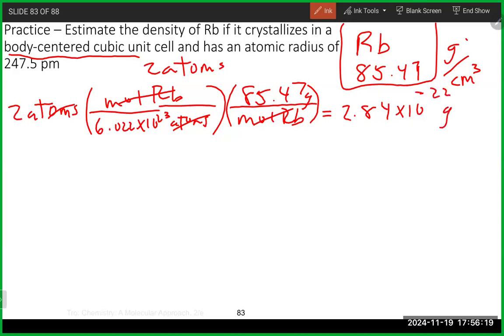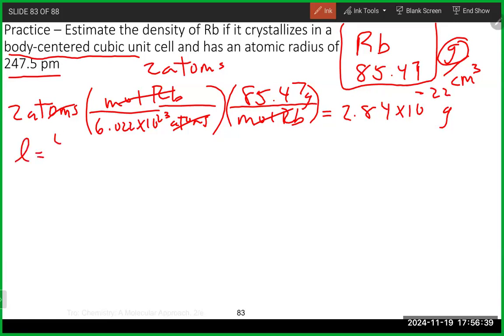So that is essentially the top part here, what we need. The bottom part, which is the volume, which is a cubic centimeter, is going to come from our radius here of 247.5. Once again, this is body centered, so it does have a different formula for the length.